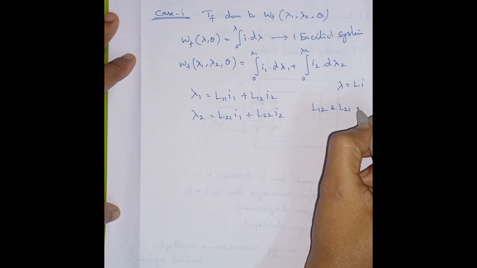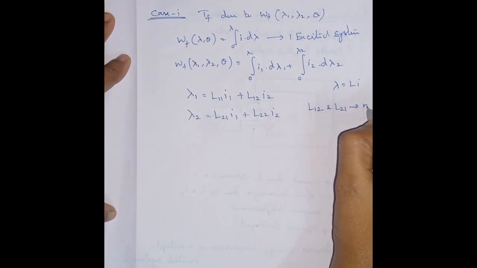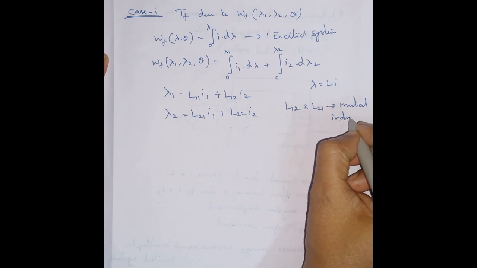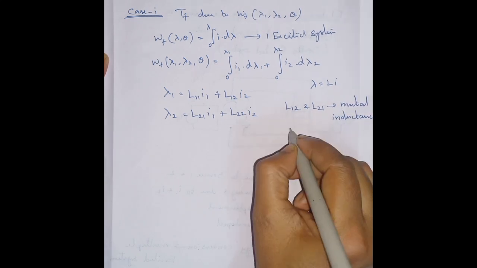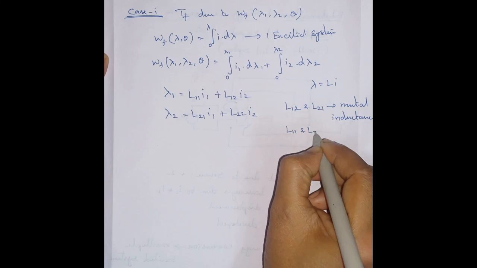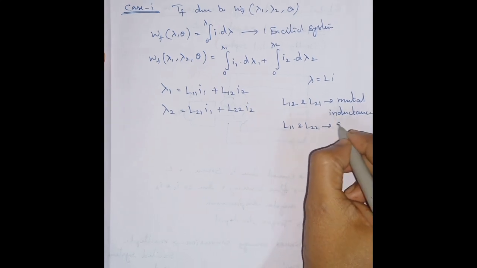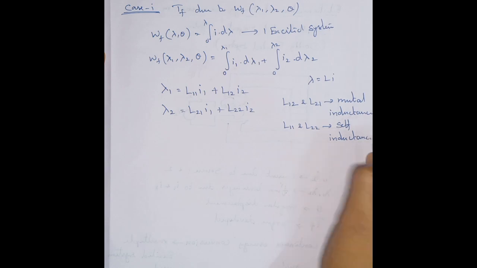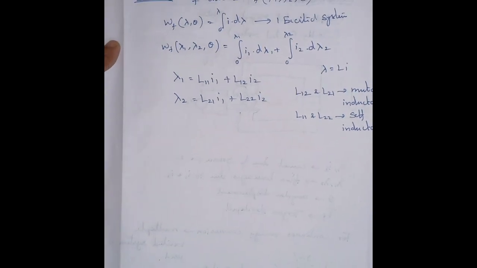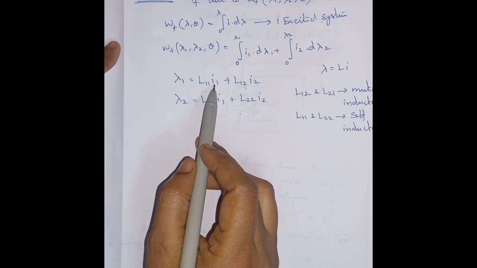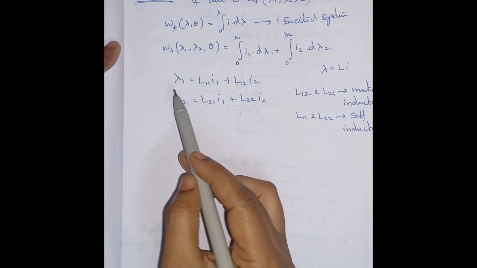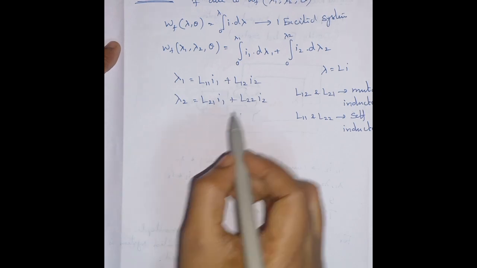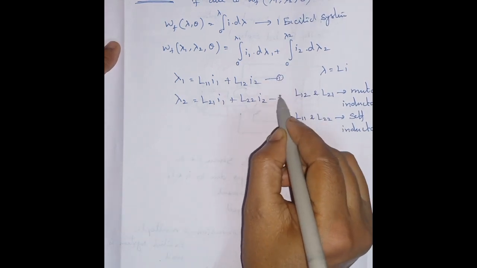This L12 and L21, we know, are mutual inductances, correct? Mutual inductance. Okay, and then L11 and L22 are self inductances. Okay, so now our aim is to find the I1 value as a function of lambda 1 and lambda 2, or similarly I2 as a function of lambda 1 and lambda 2. So let us call this equation 1 and this equation 2.